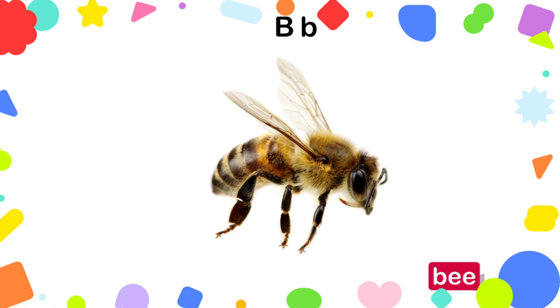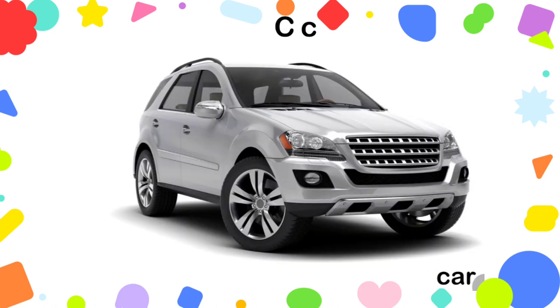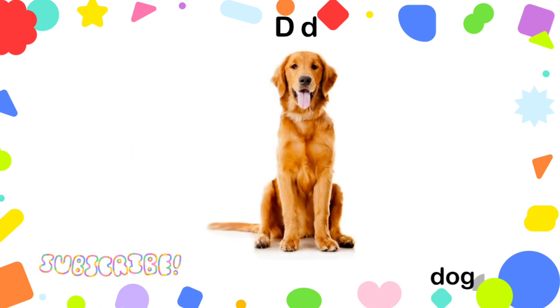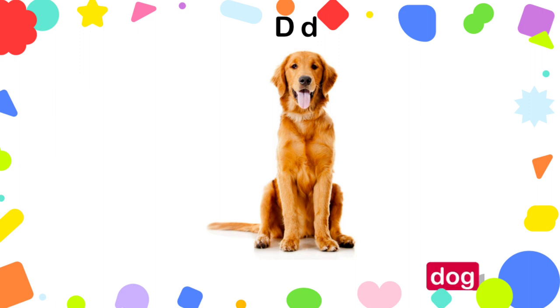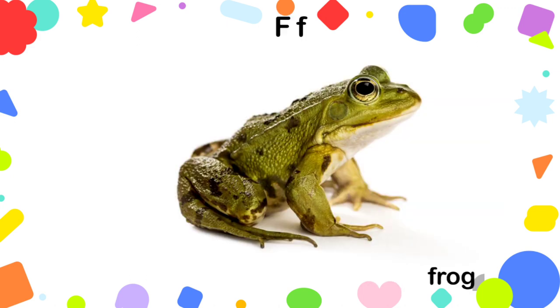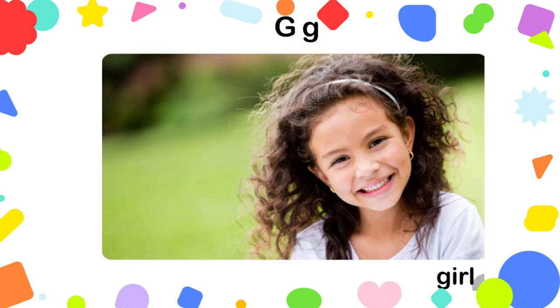for B. C. C for car. D. D for dog. E. E for elephant. F. F for frog. G. G for girl.